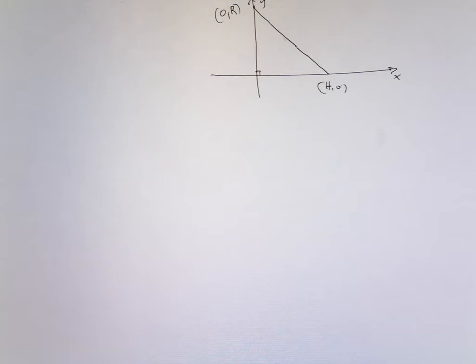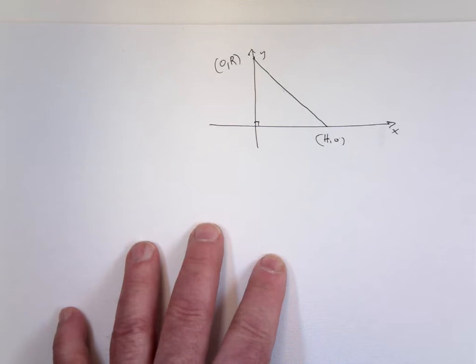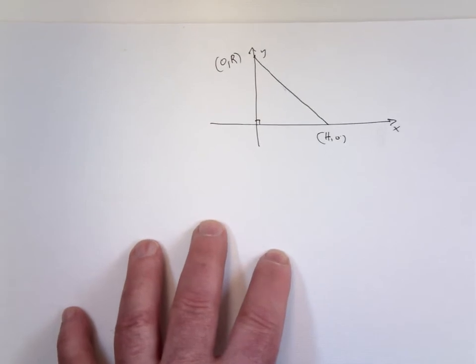You're finding the lateral surface area of the cone, the right circular cone that's generated by revolving this line about the y-axis.